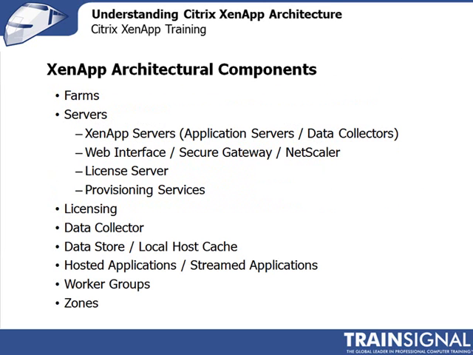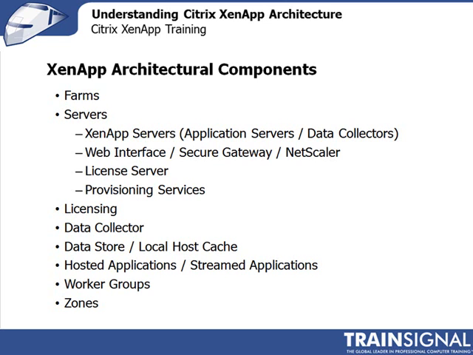So what are the different XenApp architectural components? Now keep in mind, in a later slide, I'm going to have a slide called the XenApp components. These are the architectural components that make up XenApp. We're going to talk about farms. What is a farm? A farm is a collection of XenApp servers that are grouped together in a logical entity so that you can manage them, deploy resources to them, take resources from them, connect users to them. It's a logical grouping of XenApp servers and resources.